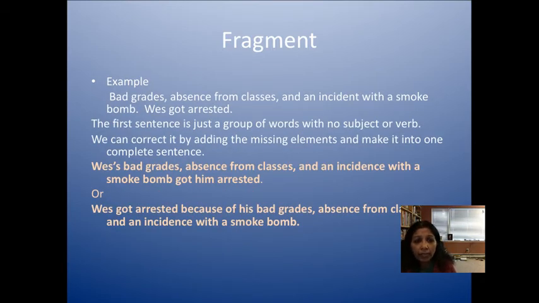Let's take another example. Bad grades, absence from classes, and an incident with a smoke bomb. Wes got arrested. Now, in the first sentence, if you really look, it's just a group of words. There's no subject, there's no verb. So obviously, it cannot stand on its own. So we can correct it by adding the missing elements and make it into one complete sentence. Wes's bad grades, absence from classes, and an incident with a smoke bomb got him arrested.